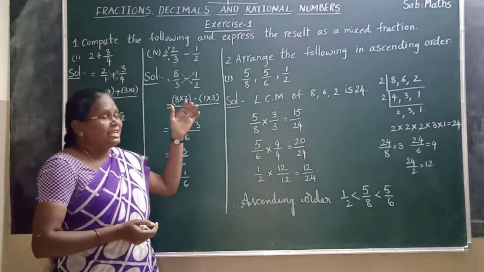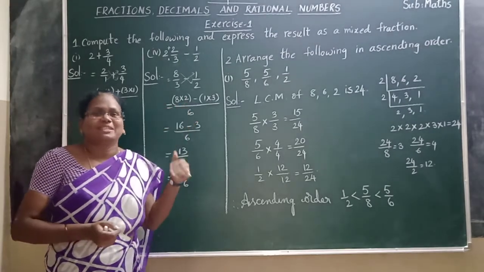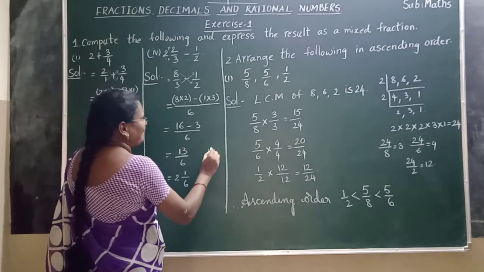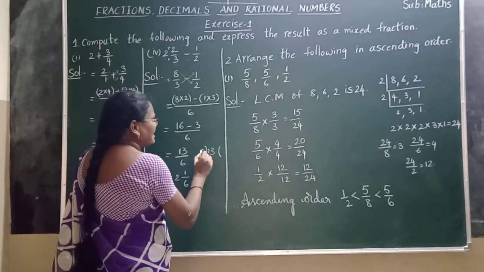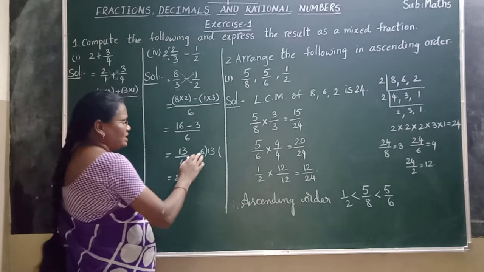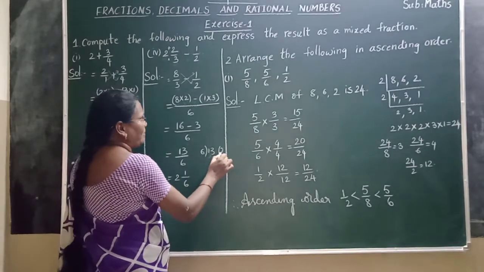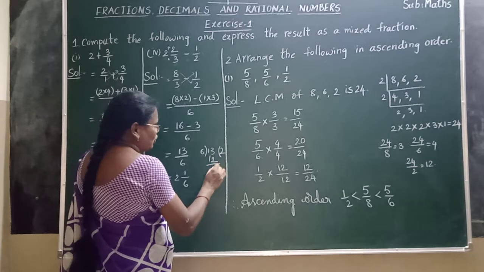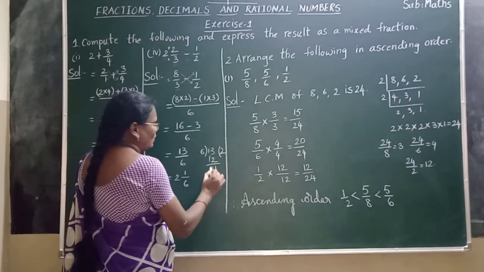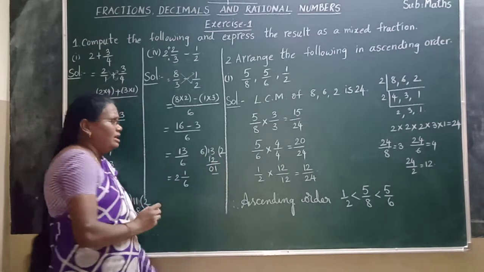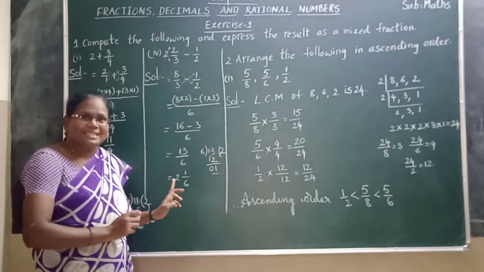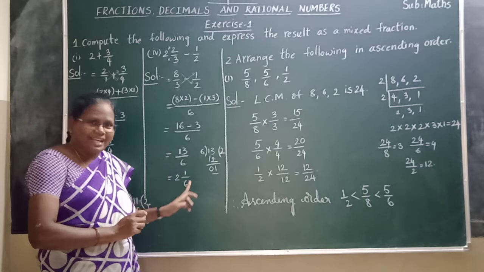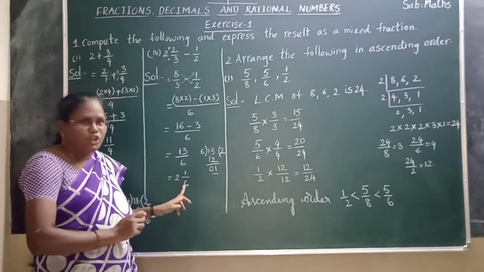13 by 6 is an improper fraction. Here they said we have to write the answer as a mixed fraction. This 13 by 6, you have to do the division. 6 table in 13, how many times going? 2 times. 6 2s are 12. 13 minus 12 is 1. What is the remainder? 1. Here this quotient is written as the whole number, the remainder as the numerator, and the divisor as the denominator.